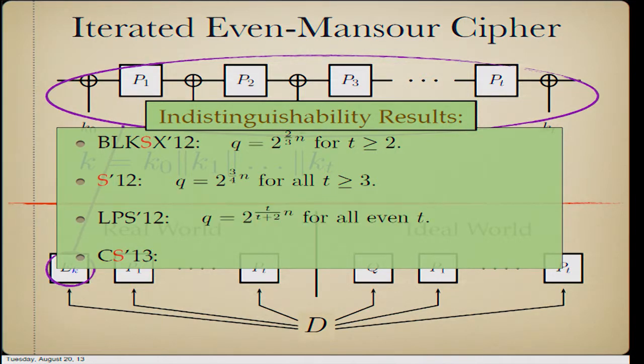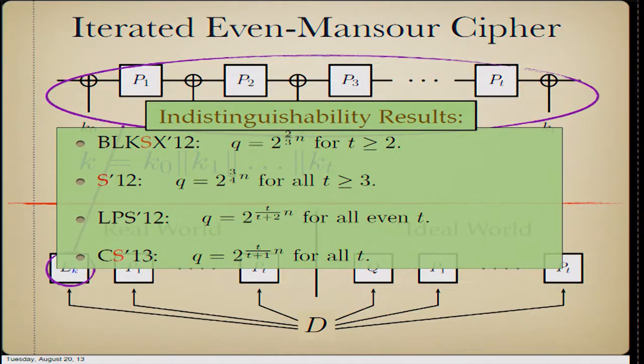Then Rodolphe Lampe, Jacques Patarin, and Yannick Seurin almost got that T over T plus 1 times n, but not quite. But that's OK, because it gave me and my student the opportunity to get it. So this question is over now. This is a nice success story in indistinguishability. We have the sharp upper bound and a matching attack, so the indistinguishability of key alternating ciphers in this model is done.